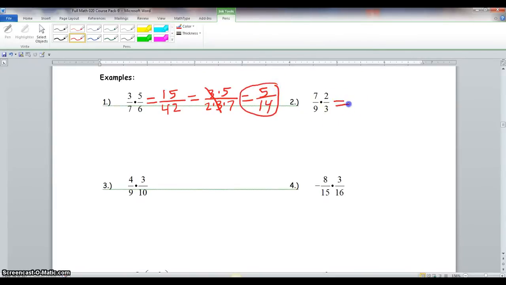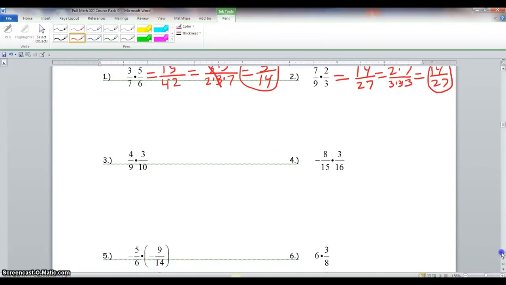Now we go here to number 2. 7 times 2 is 14, and 9 times 3 is 27. Now we would see with the prime factorization of 14, we know it's 2 and 7, and the prime factorization of 27, which we did before, comes out to be three 3's. And we have nothing in common, so our final answer will remain the same, 14 over 27.